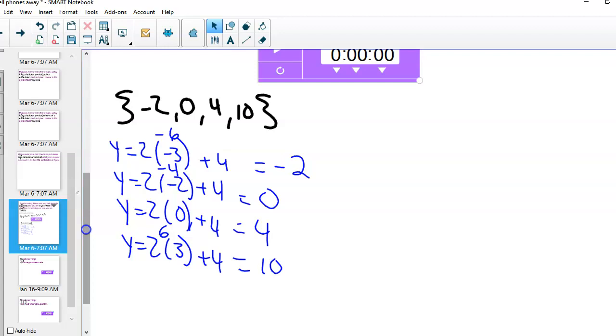Did you guys pass yours over? Do I have everyone's answer sheet?